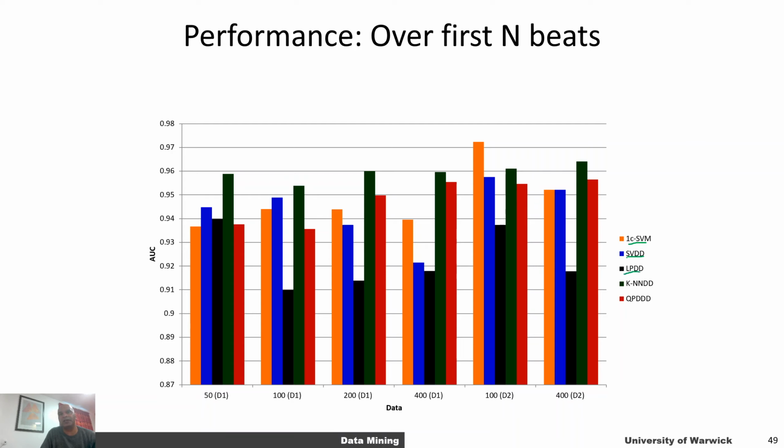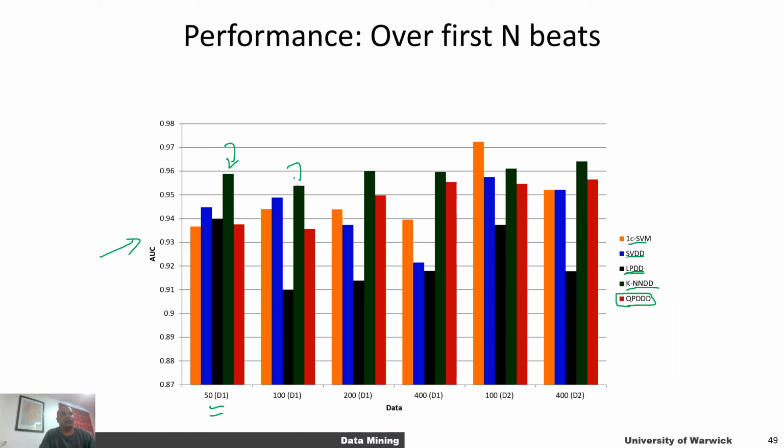and then we used one class SVM, support vector data descriptor, the linear programming data descriptor, which is another model for doing one class classification, the K nearest neighbor data descriptor, and this is something that we developed, called quadratic programming data descriptors. And we saw what is the AUC ROC score, which is plotted on the y-axis over here for different volumes of training data. So if you use 50 beats in training, this is the AUC ROC you get for beat classification, averaged across all persons for different types of machine learning models. And we can see that the best one, surprisingly, is actually the K nearest neighbor data descriptor.